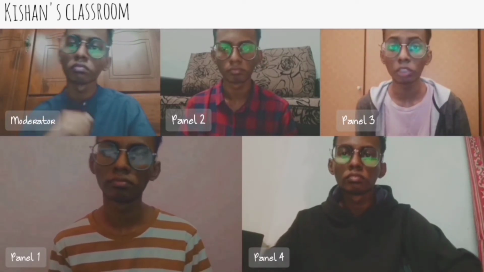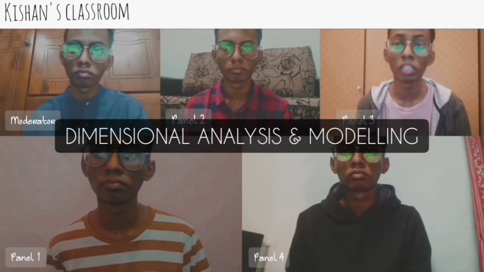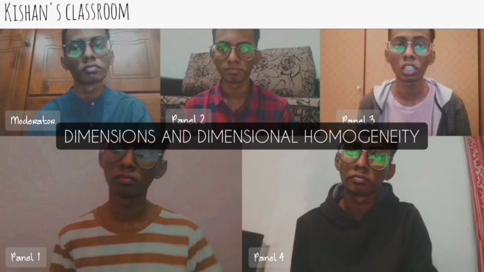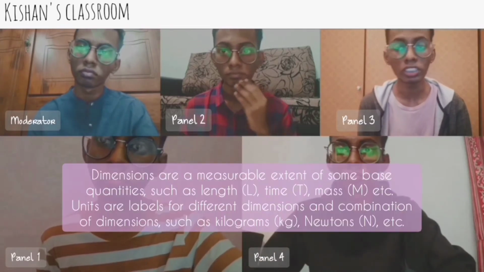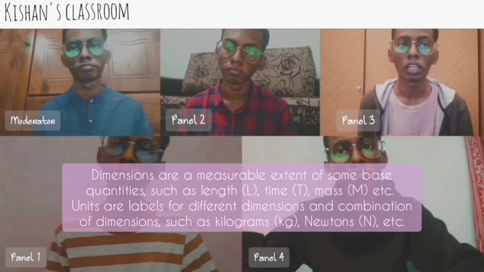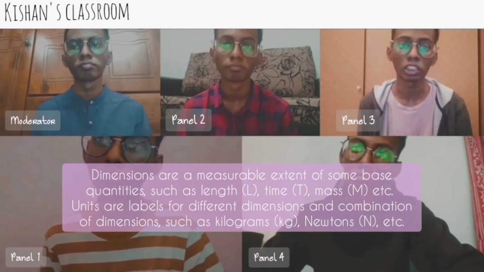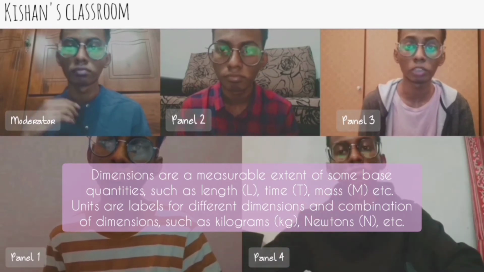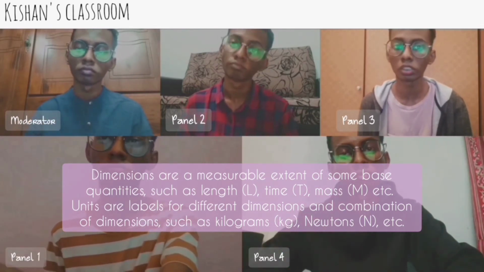The next part is dimensional analysis and modeling. The topics that we're going to study here are dimensions and dimensional homogeneity. Dimensions are a measurable extent of some quantity such as length L, time T, mass M, and so on. Units are labels for different dimensions and combinations of dimensions, such as kilograms and Newtons.